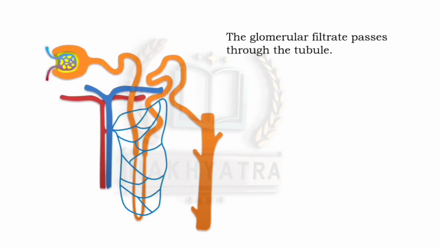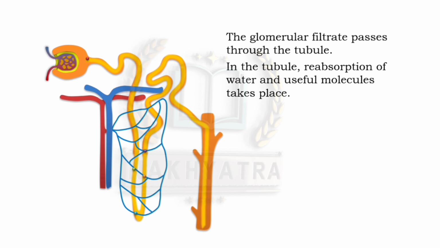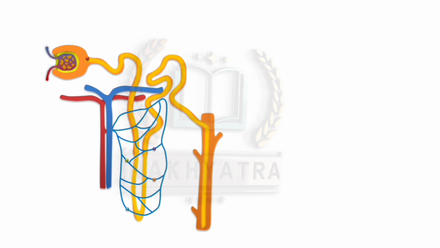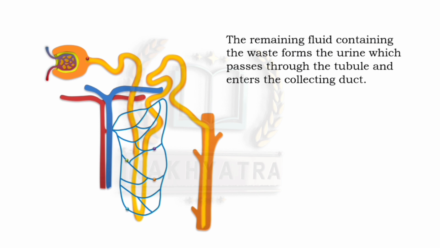The glomerular filtrate passes through the tubule. In the tubule, reabsorption of water and useful molecules takes place. The remaining fluid containing the waste forms the urine, which passes through the tubule and enters the collecting duct.